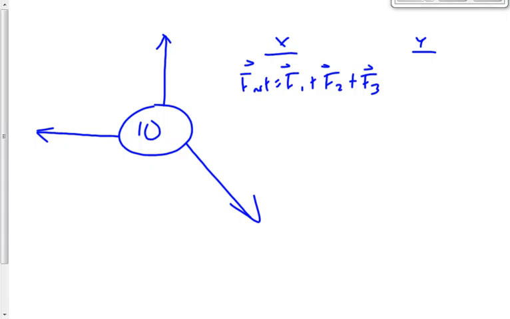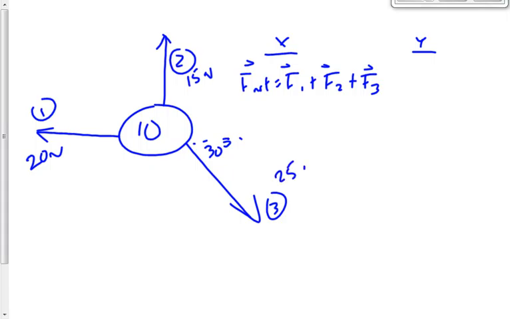Let's call this number 1. Let's call this number 2. Let's call this number 3. Say we got an angle of 30 degrees there. Let's say F1 is 20 newtons. Let's say this is 15 newtons. And let's say this is 25 newtons. Can you tell me what the value of F1 is there for the X component? Negative 20. It's negative 20, because all of it's on the X axis. But it's going to the left. It's going in the negative X direction.